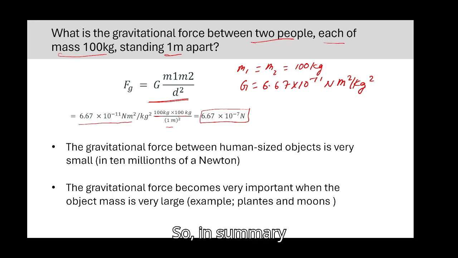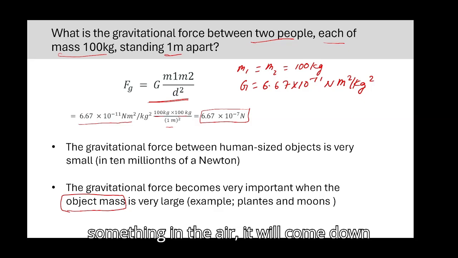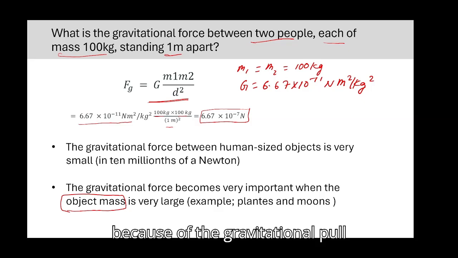In summary, the gravitational force between human-sized objects is really small, so we do not feel the attractive forces between each other. But if we are looking at a very large object, we can feel the gravitation. For example, the gravitational pull by Earth: if you throw something in the air, it will come down because of the gravitational pull exerted on the object by Earth's mass.